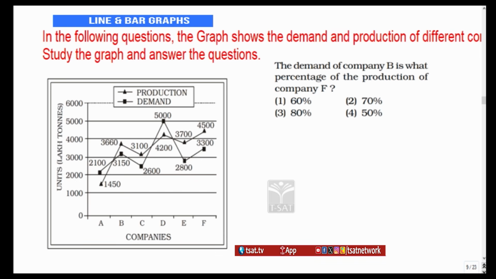The demand of company B is what percentage of the production of company F? First, demand of company B. Look at the demand of company B. Demand is a square shape, that is 3150. Is what percent of the production? Production is a triangular symbol here. Production of company F. F is 4500.